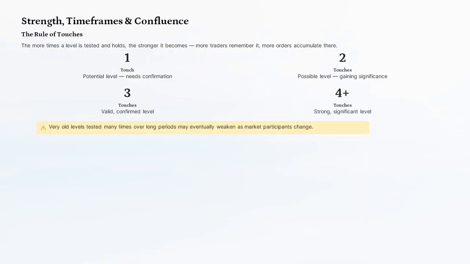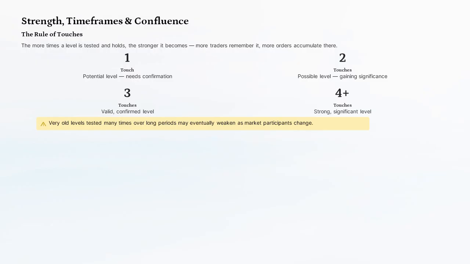It needs confirmation. 2 touches suggest a possible level, gaining significance. 3 touches gives you a valid, confirmed level. 4 or more touches creates a strong, significant level. However, there's a caveat. Very old levels that were tested many times but haven't been touched in years may eventually weaken. Market participants change. Orders expire. Context matters.